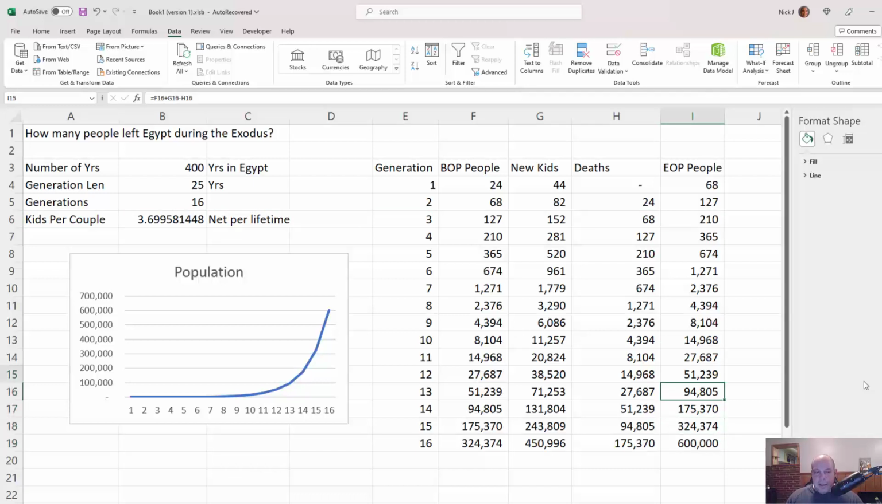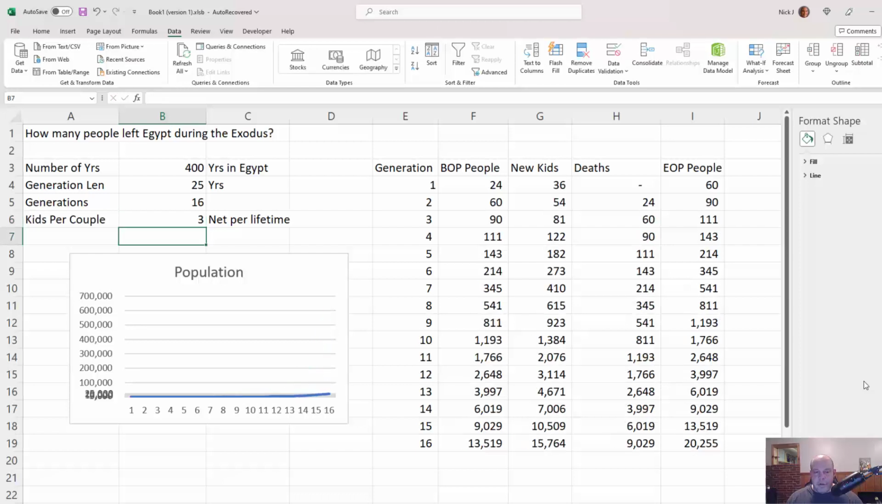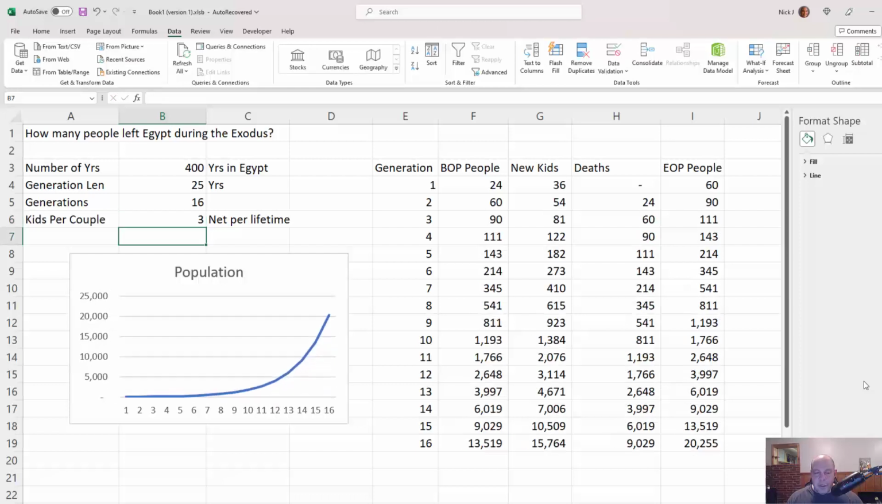I kind of like the kids per couple number of 3. That sounds pretty reasonable to me, and that would lead to 20,000 people leaving Egypt at the time of the Exodus in real life. But you can see how sensitive this number of people that leave Egypt is to the number of kids per couple per lifetime. So that's kind of how we would tackle some of these dynamics.